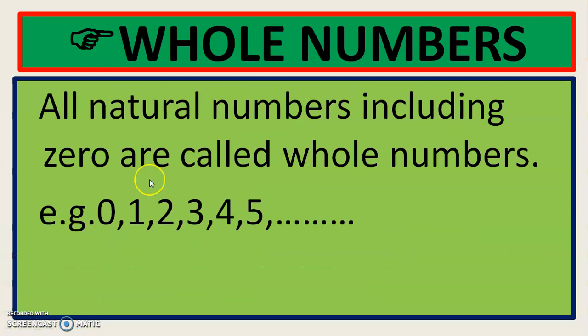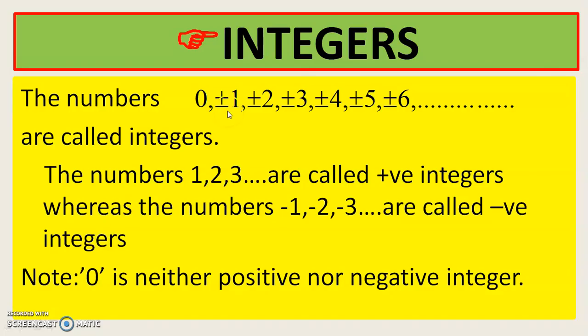Whole numbers. All natural numbers including 0 are called whole numbers. For example, 0, 1, 2, 3, 4, 5. Here 1, 2, 3, 4, 5 are natural numbers. If I include 0 here, then you will get the set of whole numbers.